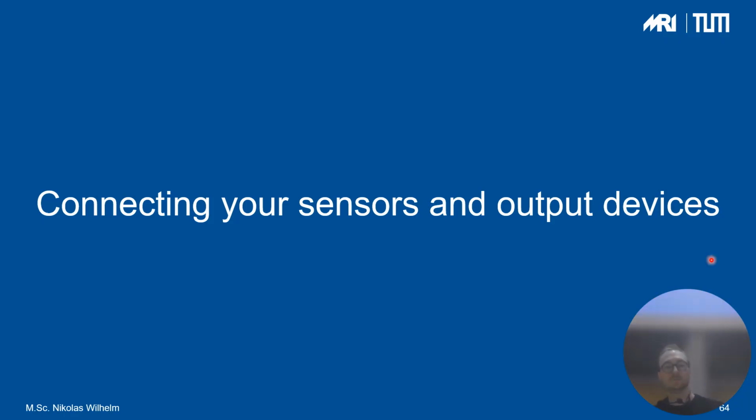Okay, so now we have a bit of an understanding about the microcontroller, some restrictions about the sensors, and of course also the output devices. Now it's time to try to connect everything together. How do we actually communicate with our motors and our sensors?